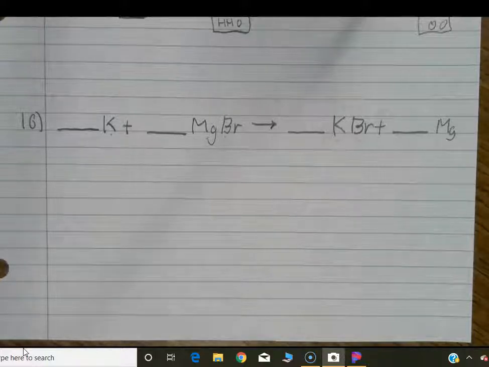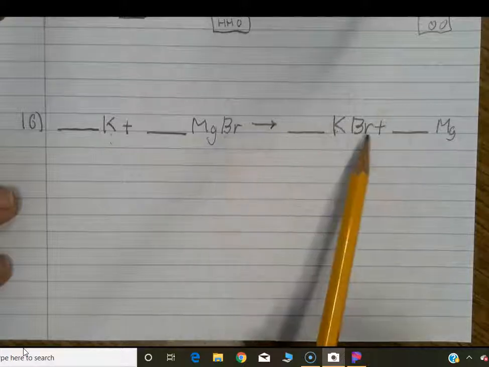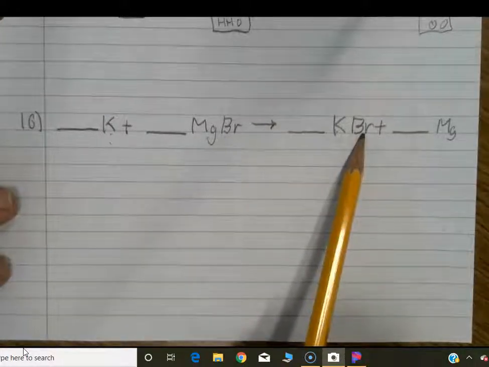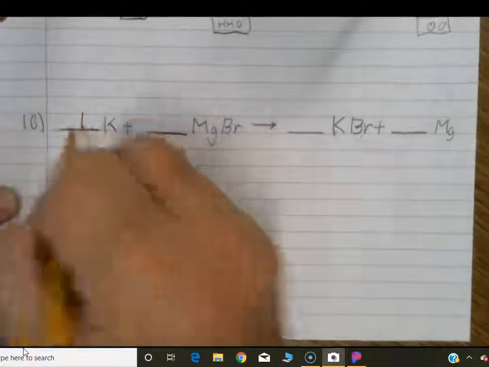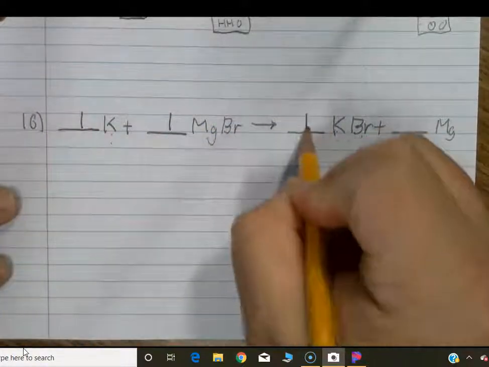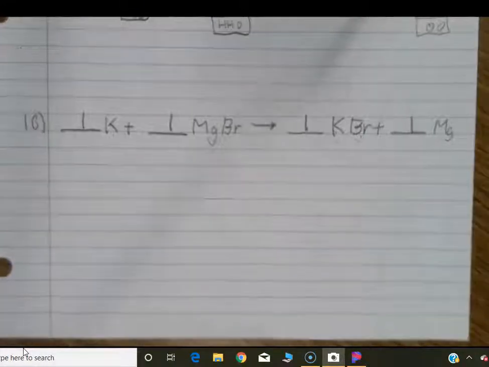All right, so we've got a 1 and a 1 here. We got a 1 and a 1 here. We've got a 1 and a 1 here. Hey, what do you know? It's already in balance. You don't have to write the coefficients, except in this class you do. So there you go, 1, 1, 1, 1.